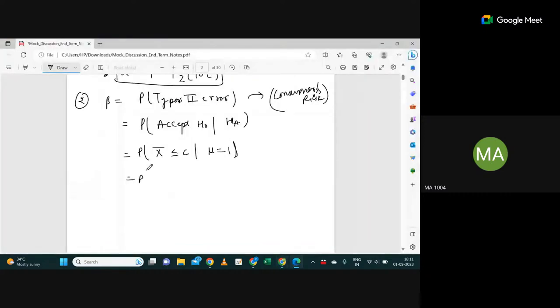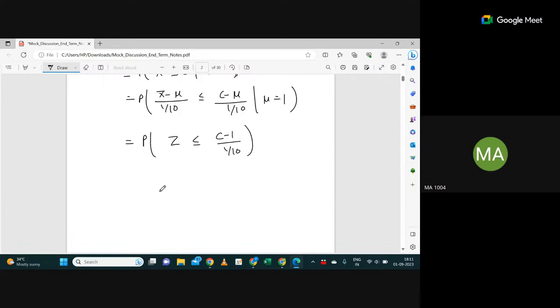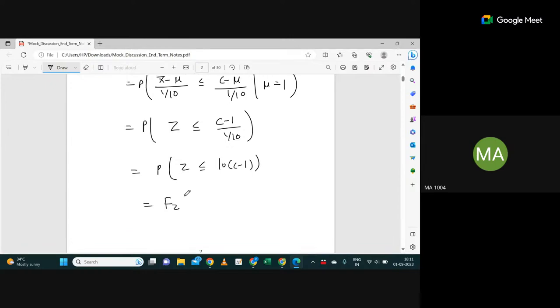As usual, we have to convert into standard normal. So it will be (x bar minus mu) divided by 1 by 10, less than or equal to (c minus mu) divided by 1 by 10, given that mu equal to 1. We just put the value of mu. It will be G less than or equal to (c minus 1) divided by 1 by 10. So it will be the probability of G less than or equal to 10 times (c minus 1), so directly F_G of 10 times (c minus 1).